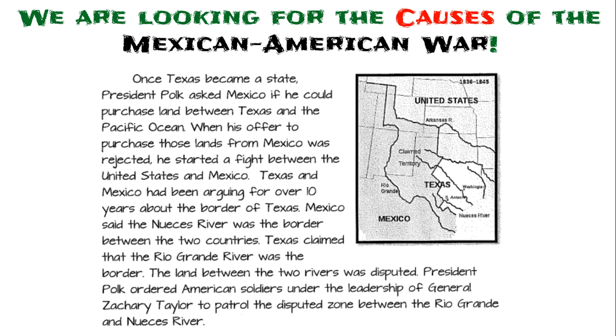Mexico said the Nueces River was the border between the two countries. Texas claimed that the Rio Grande River was the border. The land between the two rivers was disputed. President Polk ordered American soldiers under the leadership of General Zachary Taylor to patrol the disputed zone between the Rio Grande River and Nueces River.